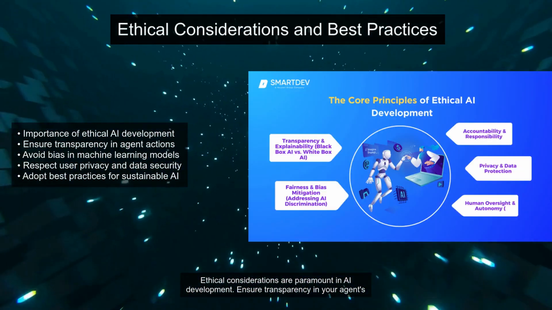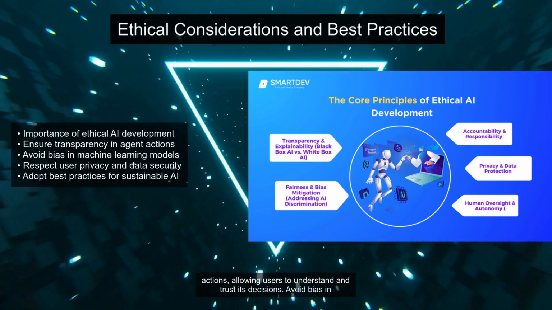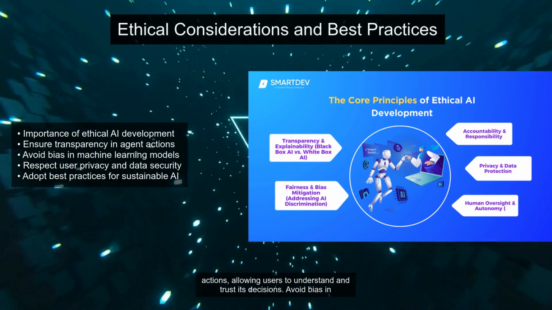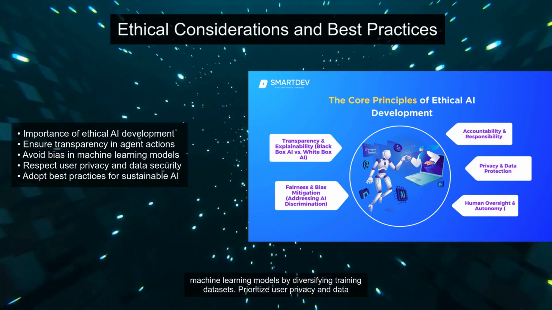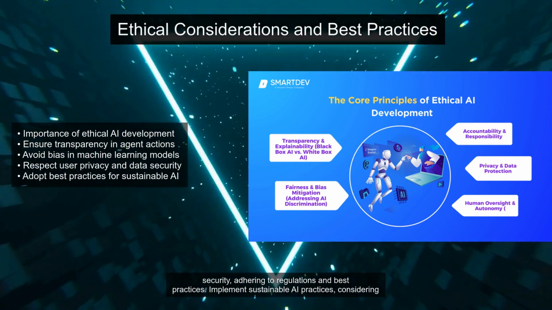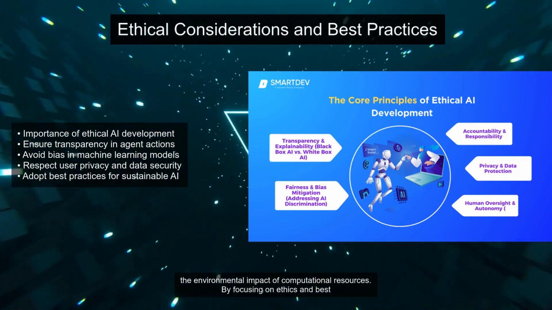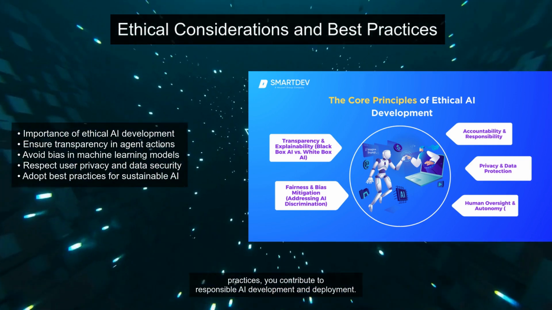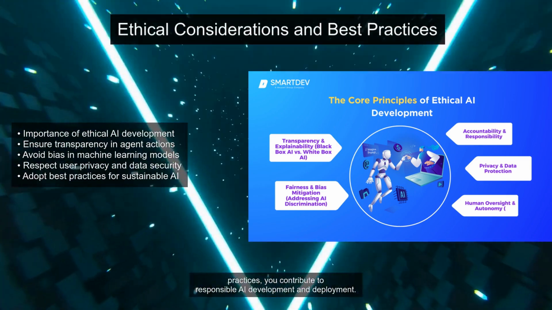Ethical considerations are paramount in AI development. Ensure transparency in your agent's actions, allowing users to understand and trust its decisions. Avoid bias in machine learning models by diversifying training datasets. Prioritize user privacy and data security, adhering to regulations and best practices. Implement sustainable AI practices, considering the environmental impact of computational resources. By focusing on ethics and best practices, you contribute to responsible AI development and deployment.